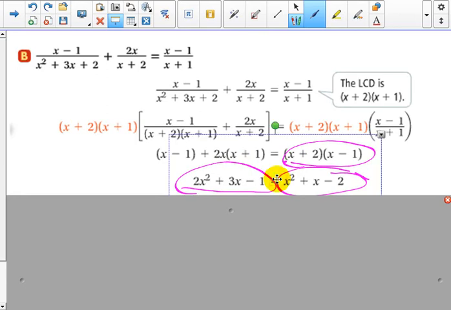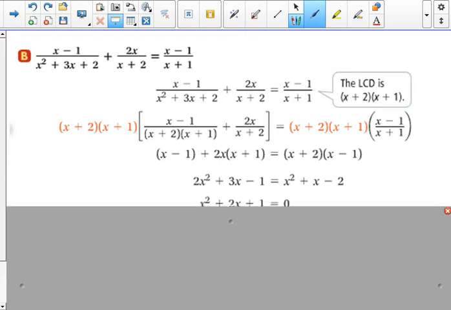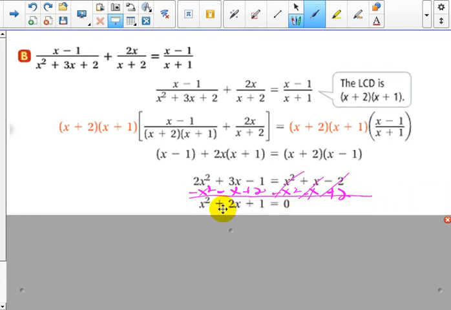Now we still have to get it down to 0, right? So let's subtract x squared plus x minus 2 from both sides. And when you do, this all goes to 0. Sorry, that was a plus 2. I'm in a hurry. Okay, so then you get first term x squared plus 2x plus 1 equals 0. Okay, and that's where we're at here.